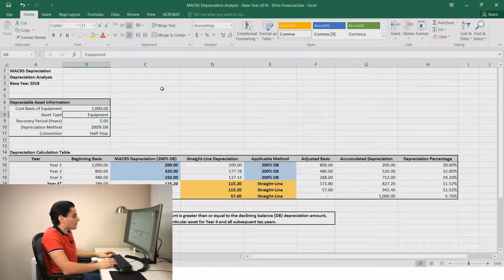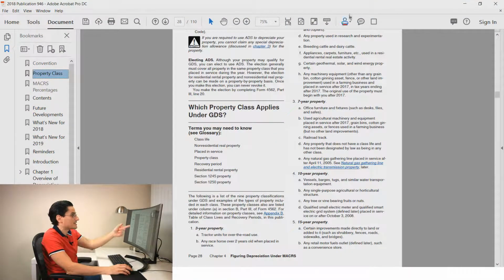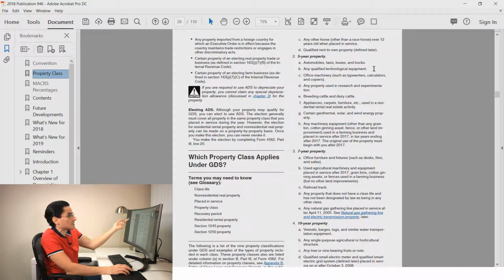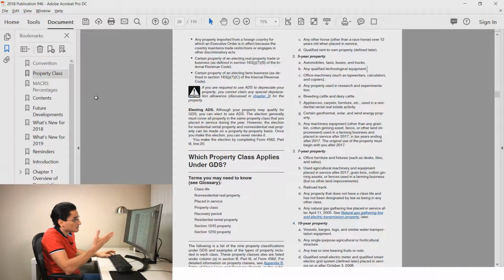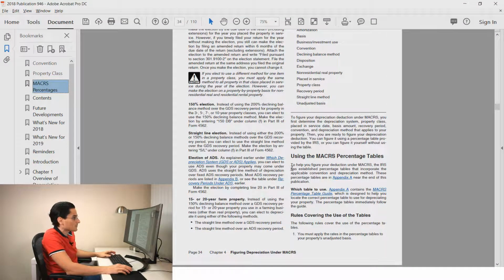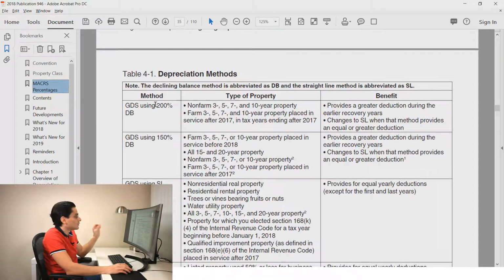So in knowing that we have equipment, we can look at publication 946 here and see where it falls in. And we basically made the determination that it's a qualified technological equipment asset, so it falls into the 5-year property category. On top of that, we have the recovery period, which is 5 years, all right? And the depreciation method is 200% DB. And we get that from page 34 here because it says that we can use 200% DB on non-farm 3, 5, 7, and 10-year property, okay?